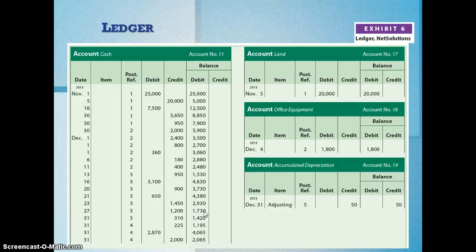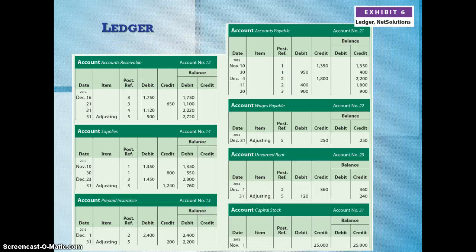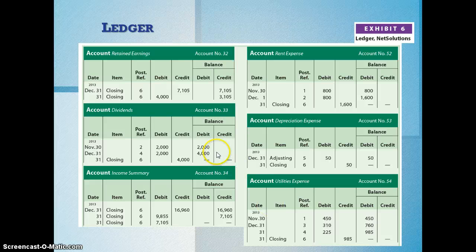And this ledger proves it, shows you those. These accounts are our permanent accounts that roll over from year to year. And then we get to our temporary accounts: dividends, zero balance; income summary, zero balance; rent, and all of my expenses have a zero balance to start the new year with.